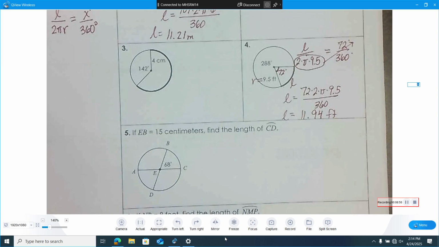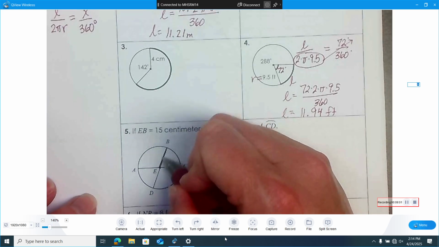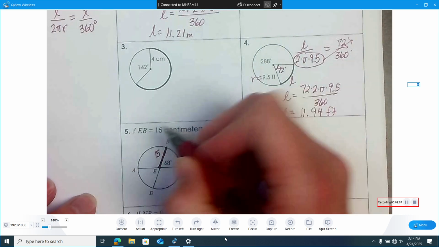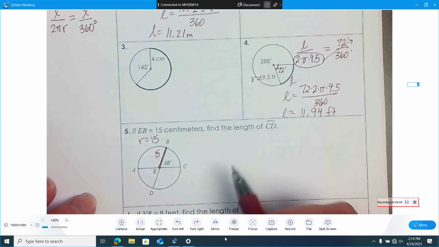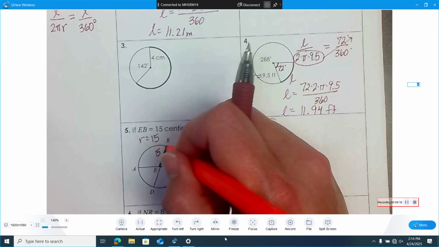This is more like what you'll see in Delta Math today. EB is 15 centimeters. So EB is right here. What information did they just give us? The radius, yeah, the radius is 15. And then we want to find the length of arc CD. And again, you need to be careful. It wants the length of the arc, okay?